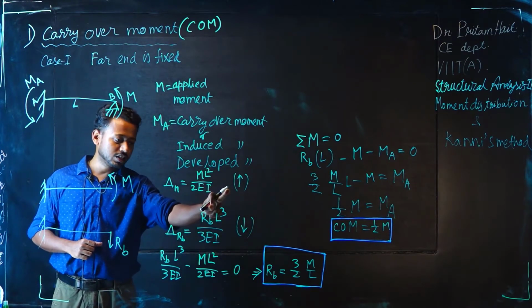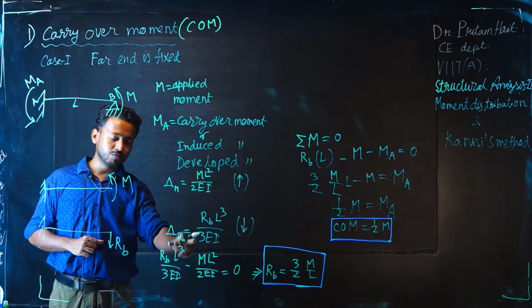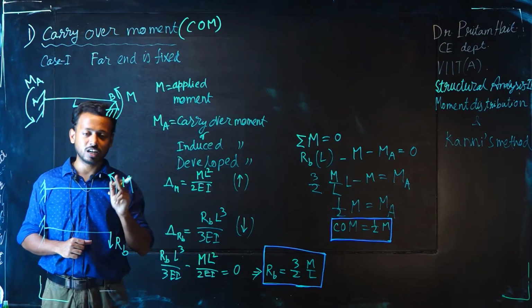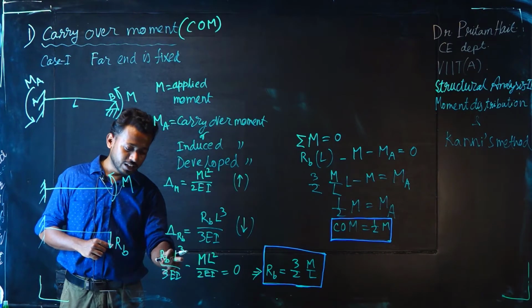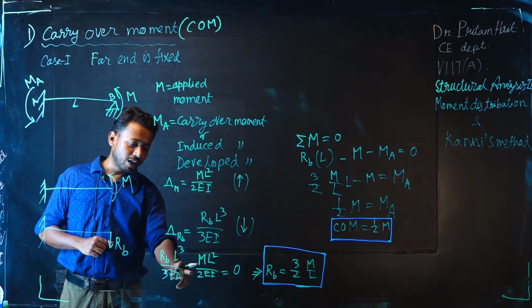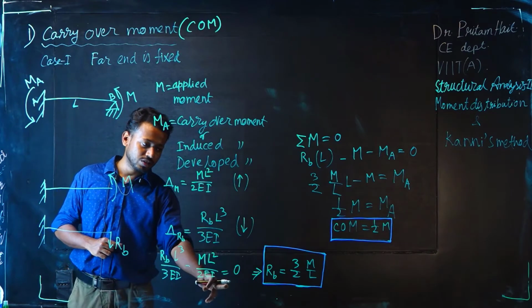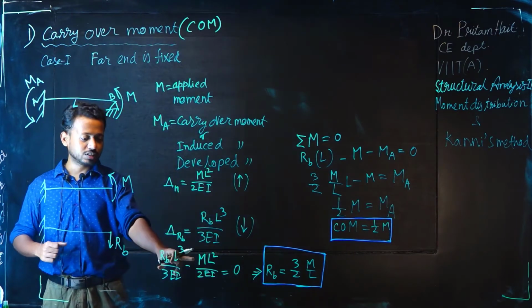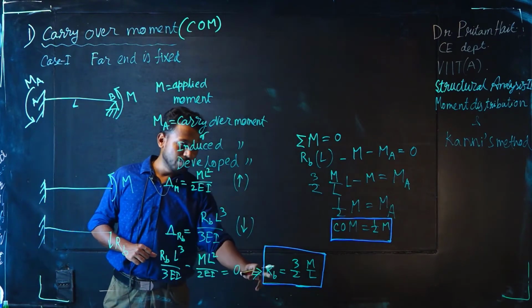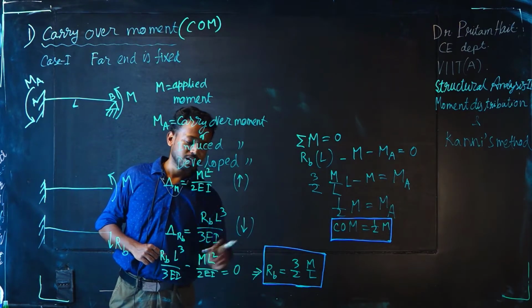So upward vertical displacement and downward vertical displacement will be counteracted to each other, and the resultant displacement will be 0. So I can write RB L cube by 3EI minus ML square by 2EI equals 0. That means this and this will be equal. So from this equation, I can derive RB equals 3 by 2 M by L, right?